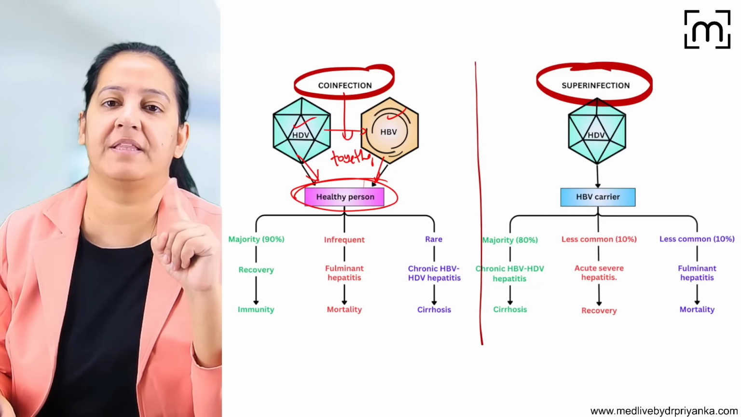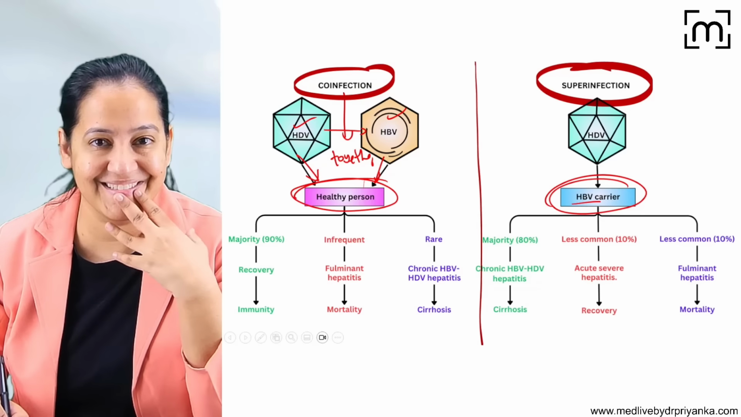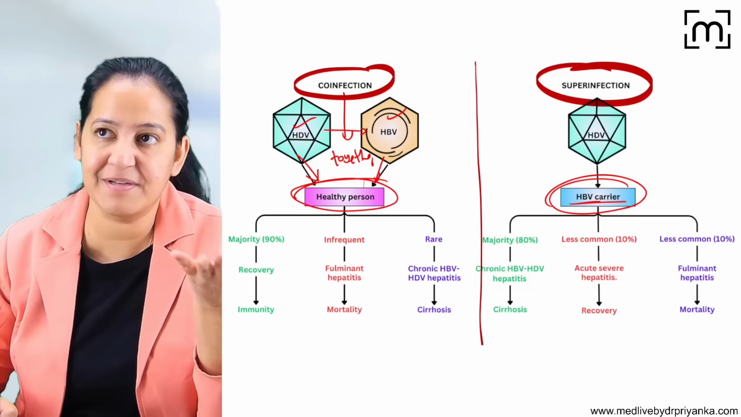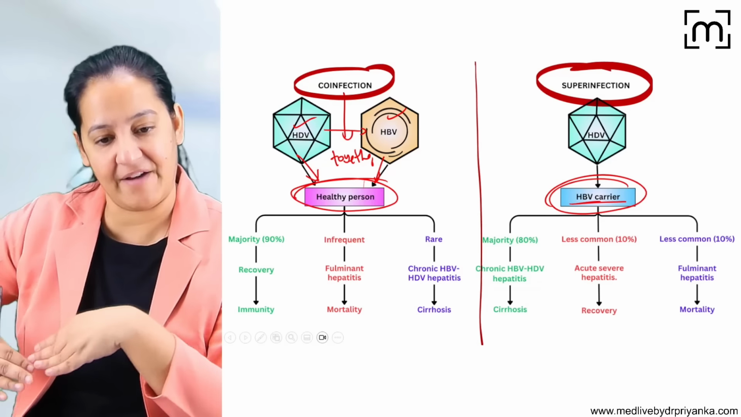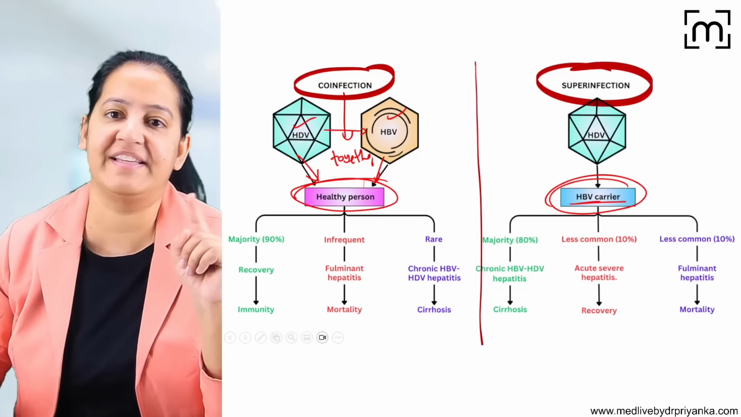But see the second possibility. The person is already a carrier of B. I told you in B there are 5% carriers. So the person is a carrier of B, asymptomatic. Who is a carrier? A carrier is a person who doesn't have any symptoms, but can transmit the infection to others. So the person has the B virus, but is a carrier. The person himself doesn't have any symptoms.